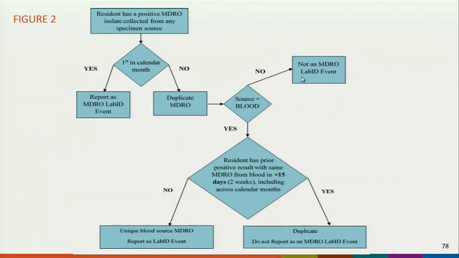it is a duplicate. However, if the source blood equals yes, then you ask, has the resident had a prior positive result with that same MDRO organism from the blood in less than 15 days, including across calendar months? If the answer is yes, then it is a duplicate and it is not reported to NHSN as a LabID event. If the answer is no, then it is considered a unique blood source and it's reported as a LabID event.